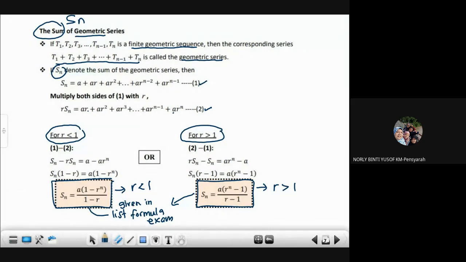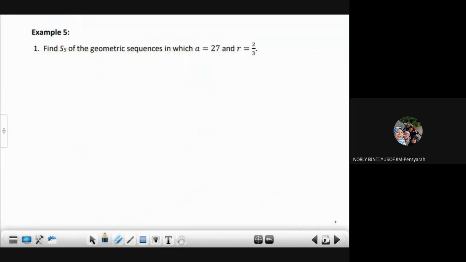That is for arithmetic. But for geometry we have two, for R lesser than 1 and for R greater than 1. So no need to memorise, but you need to know how to use them. So we will look based on these two formulas for Sn. Let's look at example 1. Find the S5.